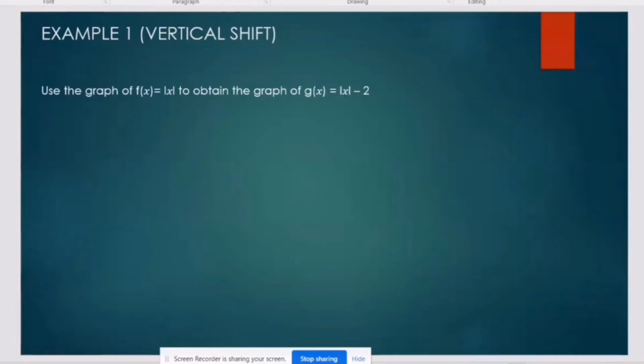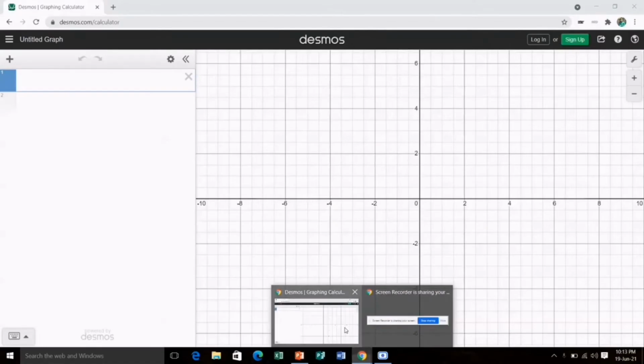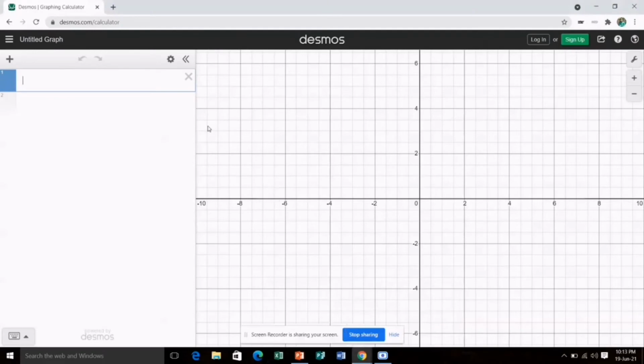The question asks, use the graph of f(x) equals absolute x to obtain the graph of g(x) equals absolute x minus 2. So how are we going to solve this question? We use mathematics software, which is Desmos. How do we use this software?